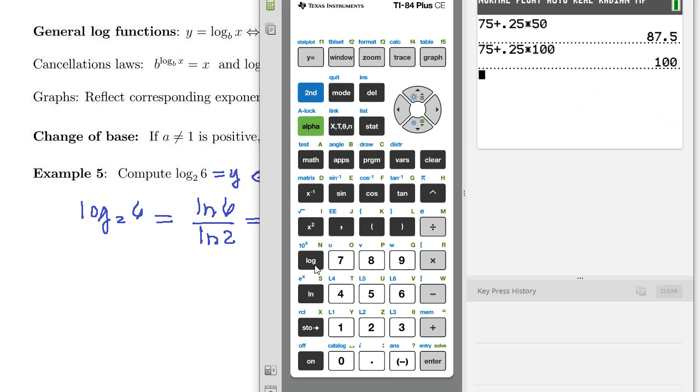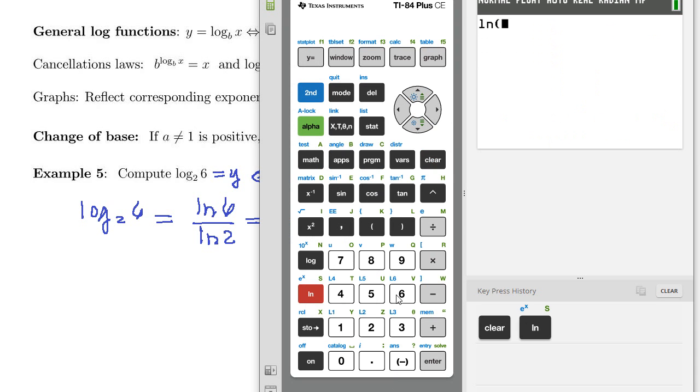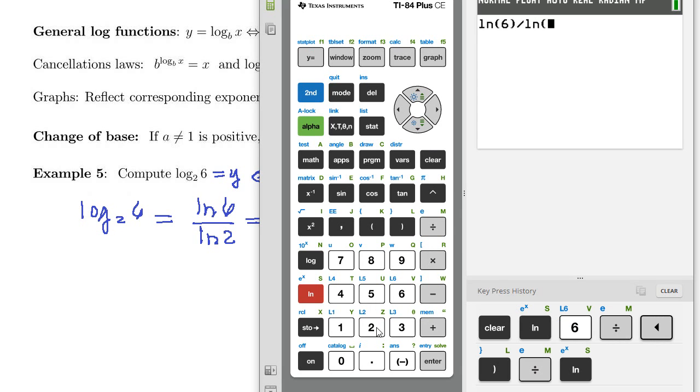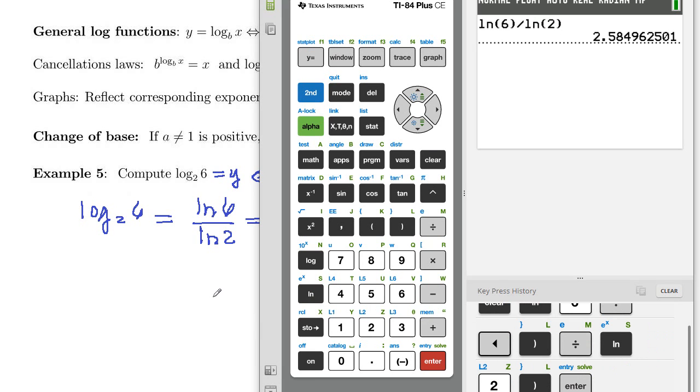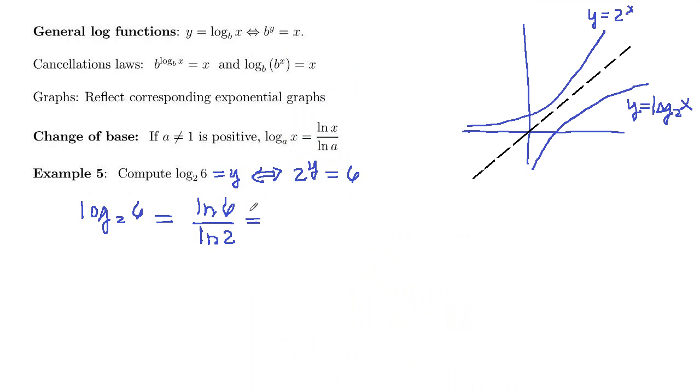So the only two logs we can do on our calculator are log base 10 here and ln. But let's go ahead and do ln of 6, close up our parentheses, divide by ln of 2, and we get 2.585 approximately. And that is the value where when you do 2 to that power, you get 6.